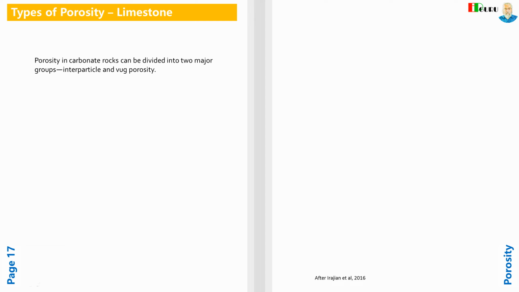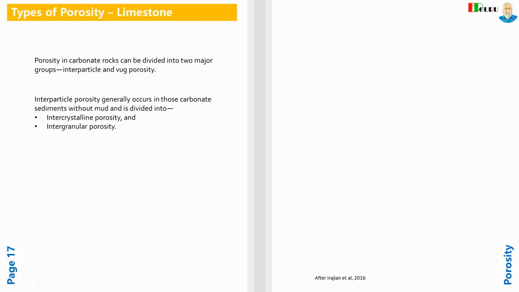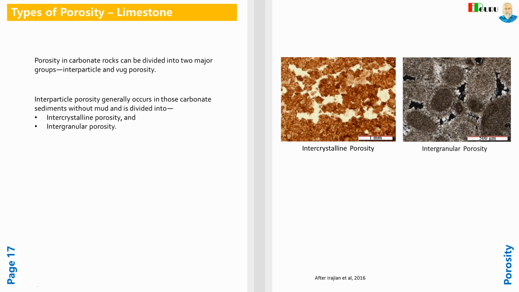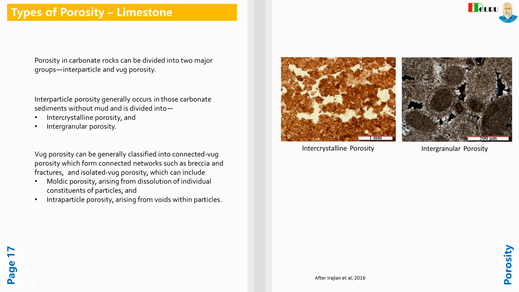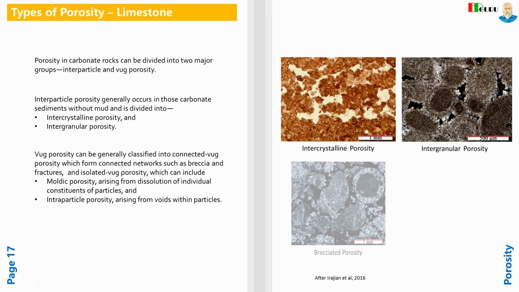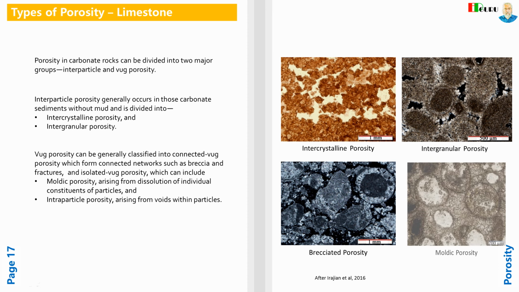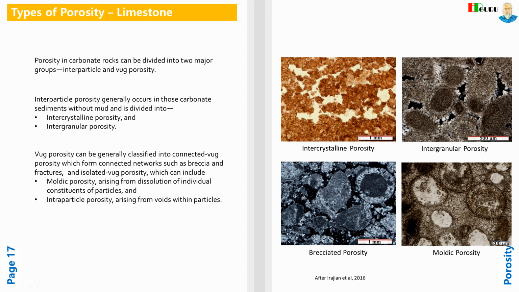Porosity in carbonate rocks can be divided into two major groups, interparticle and vug porosity. Interparticle porosity generally occurs in those carbonate sediments without mud and is divided into intercrystalline porosity and intergranular porosity. Vug porosity can be generally classified into connected vug porosity, which form connected networks such as breccia and fractures, and isolated vug porosity, which can include moldic porosity, arising from dissolution of individual constituents of particles, and intraparticle porosity, arising from voids within particles.